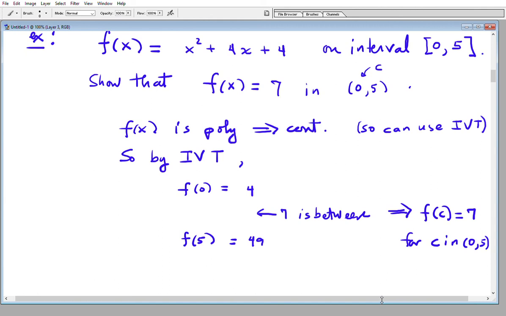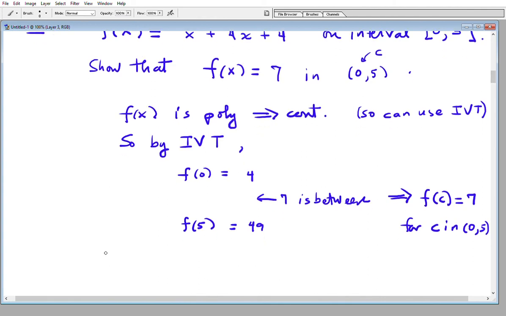That's it. That's all we have to say for this problem. By the intermediate value theorem, we know that we do hit 7 because 7 is between the starting value and the end value. Now, what is c? Sometimes it's easy to find, sometimes not, and you're not necessarily asked to find c.